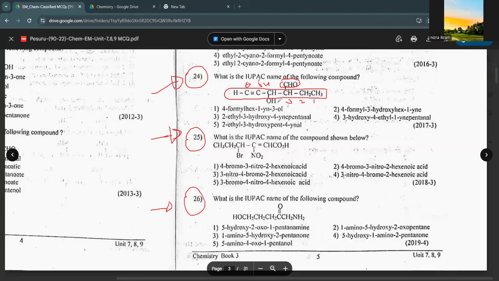It has to be 4 hydroxy, right? Oh, we start with the aldehyde? No. Aldehyde usually comes in the corner. Okay, the chain is this. This is the chain. So aldehyde is always in the corner carbon. So 1, 2, 3, 4, 5. So third carbon, we have the alcohol. So 3 hydroxy, 4 ethyl. It can't be 4 ethyl, right?